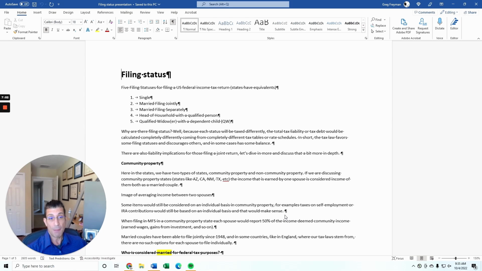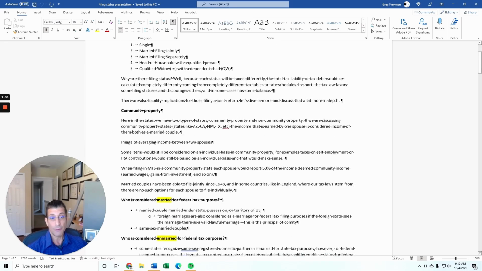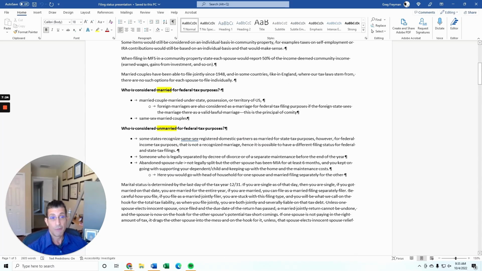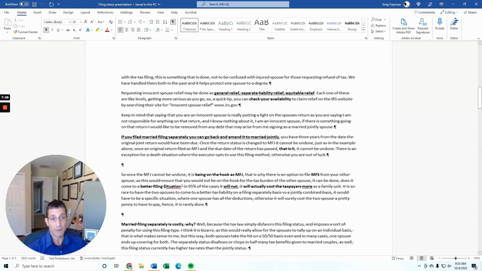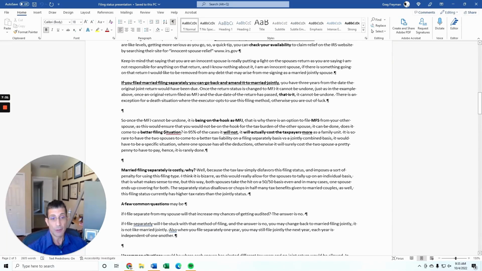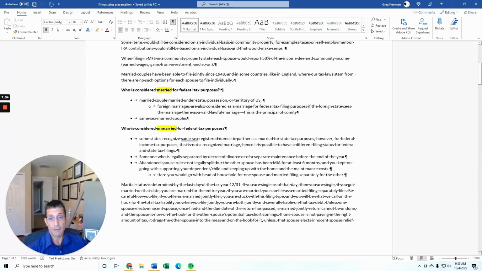So that's basically the concept of what community property is, our tax laws, and filing statuses, and that's plenty for starters. I'm going to cut it right here and dive into the next section, where we'll discuss what is married for federal tax purposes and what is considered unmarried. Then we'll dive into these married jointly and separately issues, which is really the hot topic because everybody wants to know about that. Stay tuned.